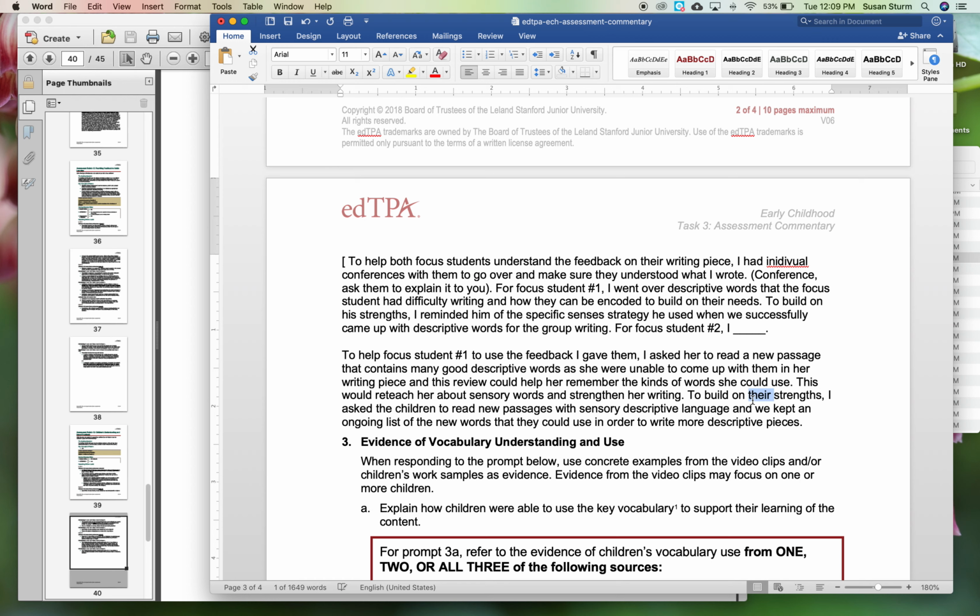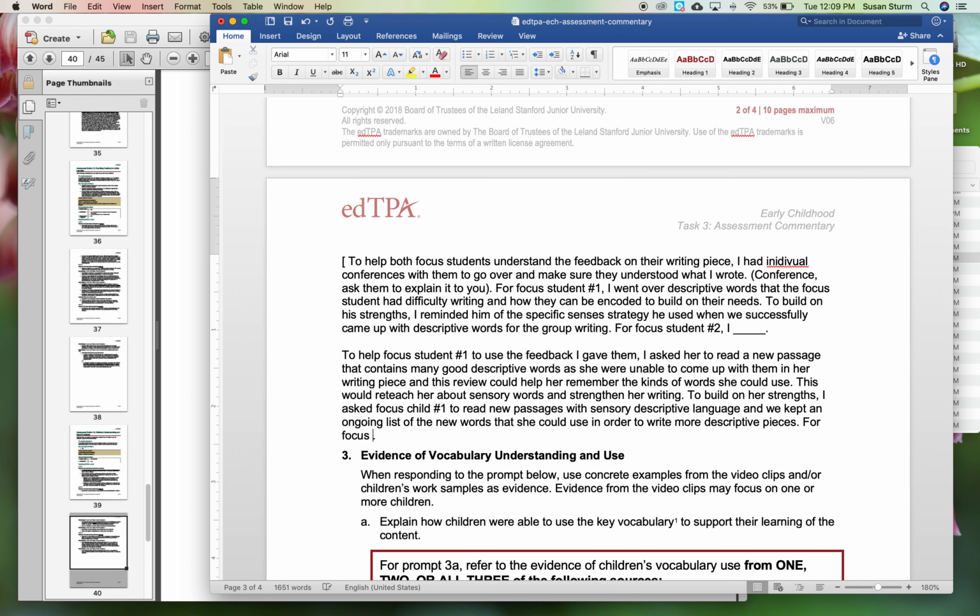To build on her strengths, I asked focus child number 2 to read new passages with sensory descriptive language, and we kept an ongoing list that she could use in order to write more descriptive pieces. Sorry, this should be 1, and then you're going to repeat this for focus student number 2, and then you're going to repeat everything that you did for focus student 1.